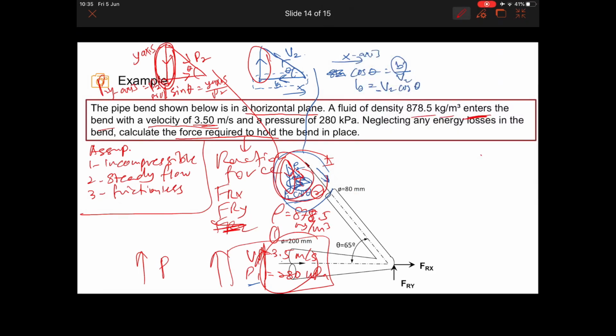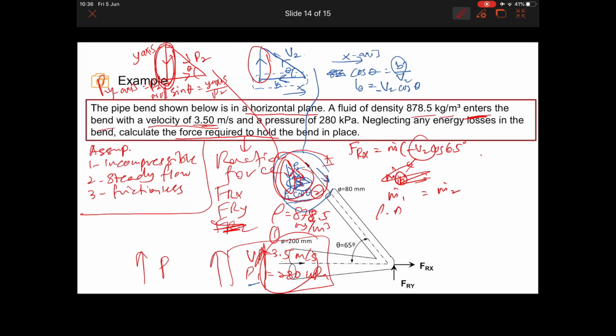Now we still have not finished our job, right? We just know P2. How about the reaction force? So for the reaction force, you fill back into the equation. Frx equal to m dot V2. Definitely we can get that from what? From the mass balance, you're right. So m dot at point 1 equal to m dot at point 2.